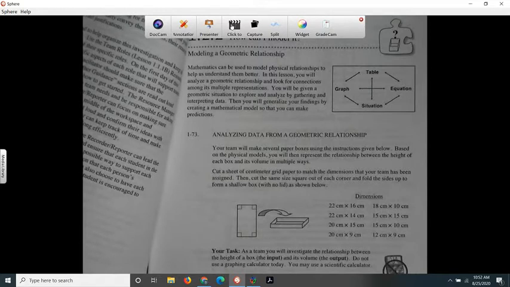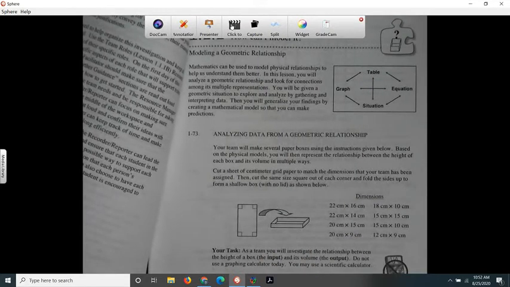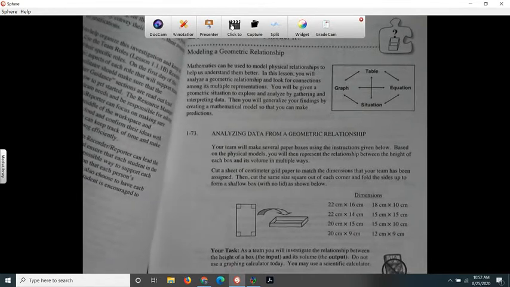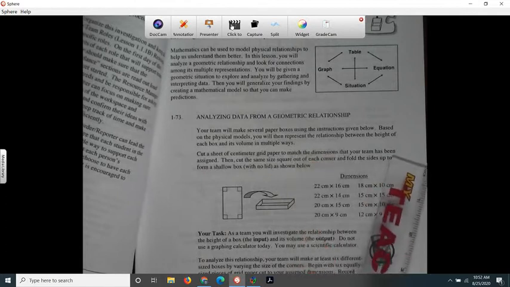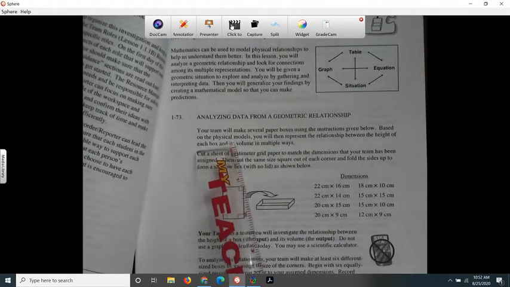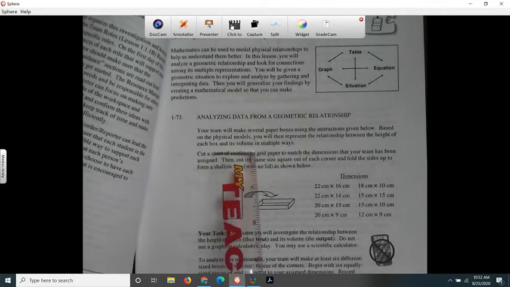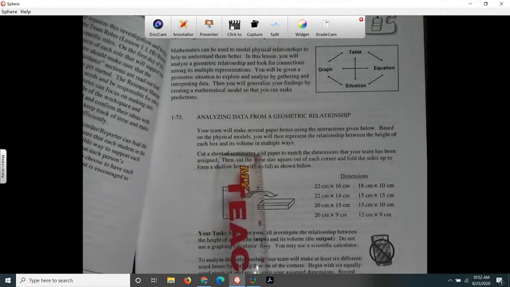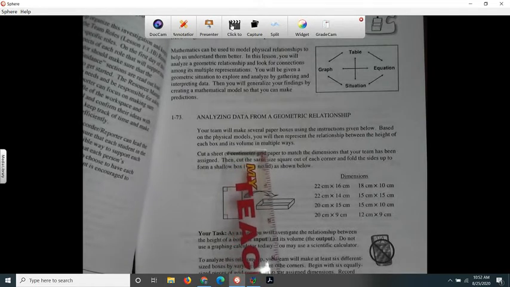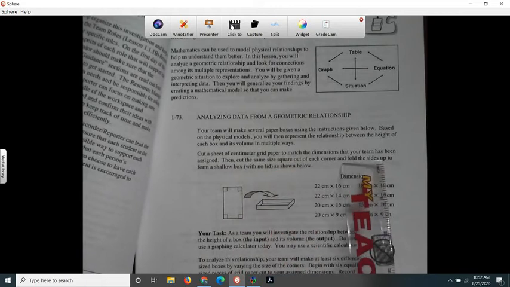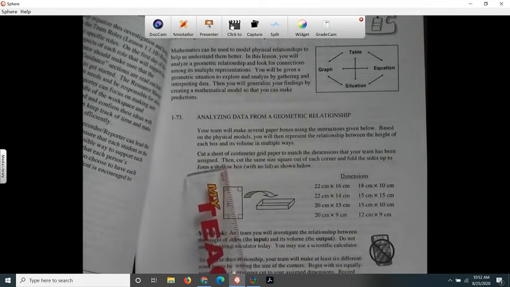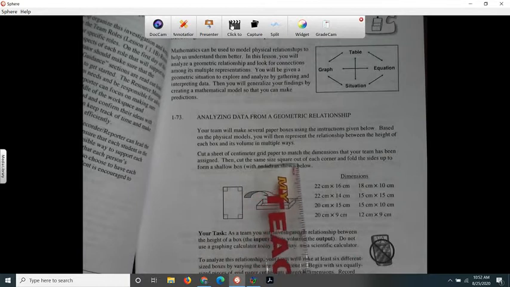So it says your team will make several paper boxes using the instructions given below. Based on the physical models, you will then represent the relationship between the height of each box and the volume in multiple ways. Cut a sheet of centimeter grid paper to match the dimensions that your team has been assigned. Then cut the same size square out of each corner and fold the sides up to form a shallow box. And we'll go through all that.